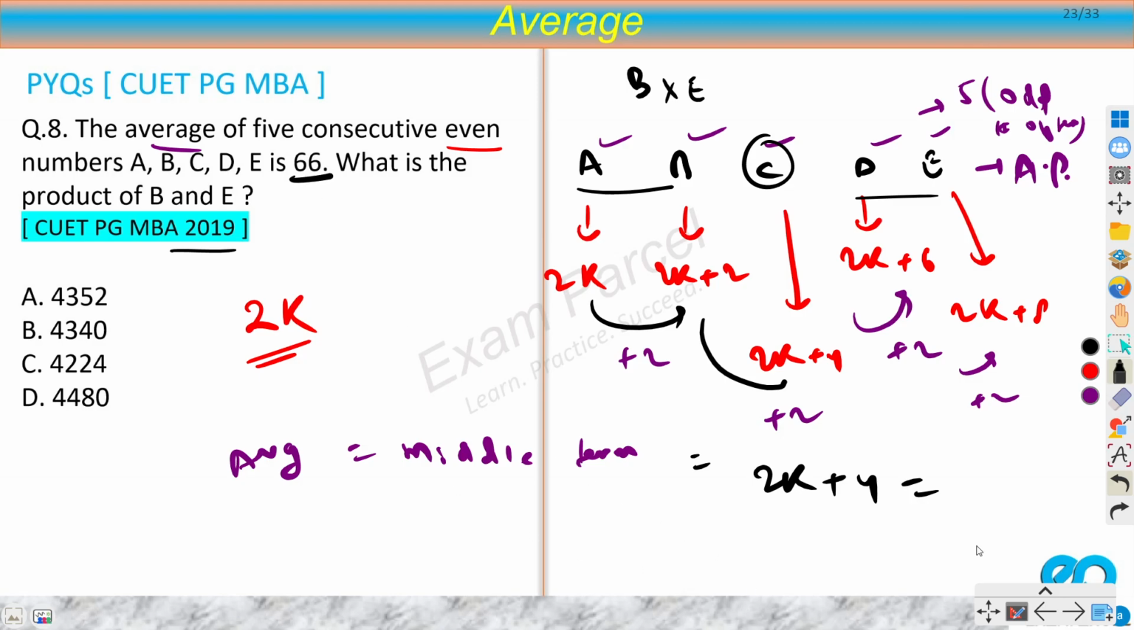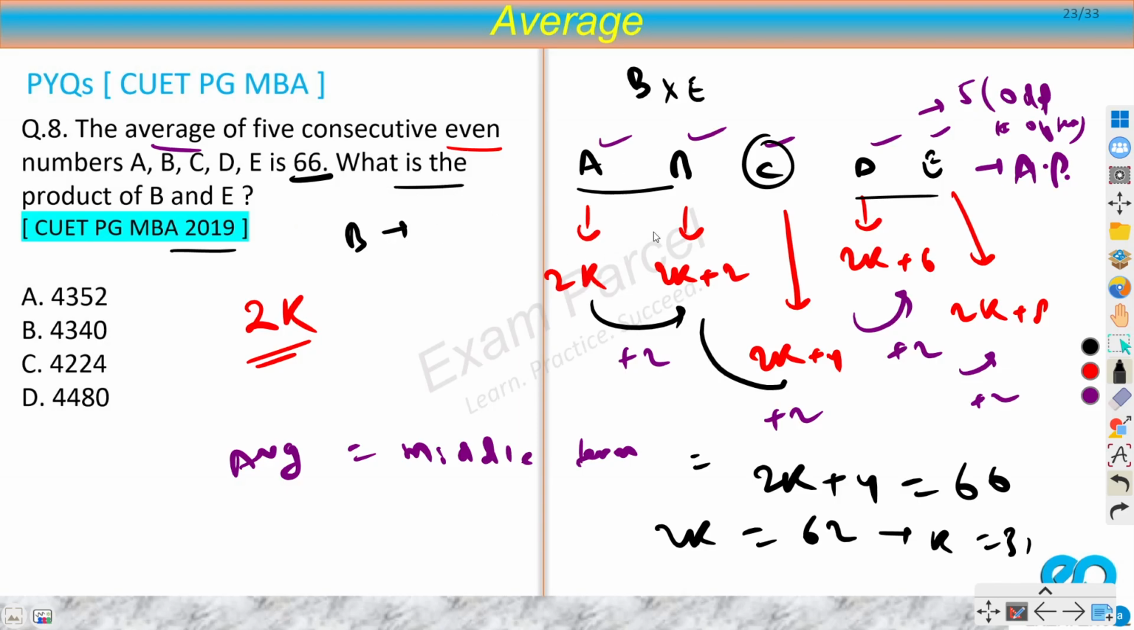And we are given the average 66. So 2k would be 62. Therefore k would be 31. Now we can find all these numbers. If we plug k equal to 31, then we will get all 5 numbers. But we don't have to find all these numbers. What is the product of B and E? So we want to find B and E.